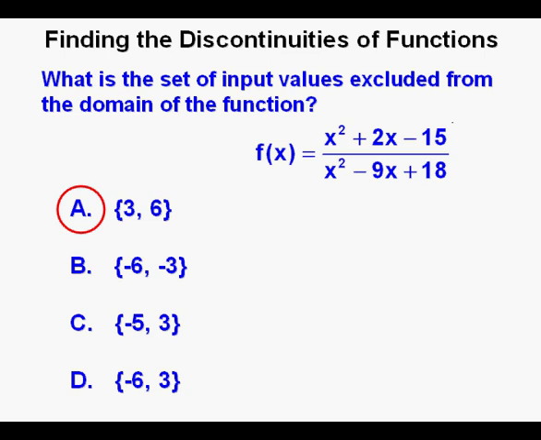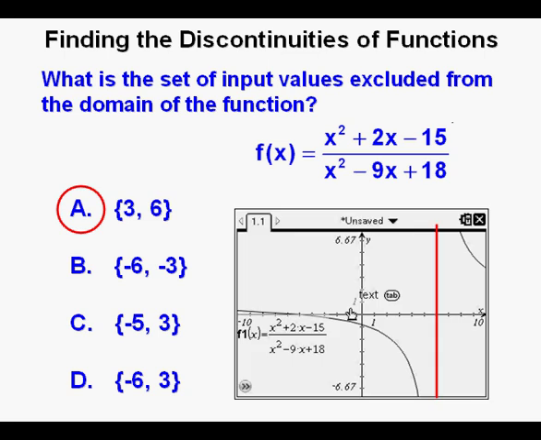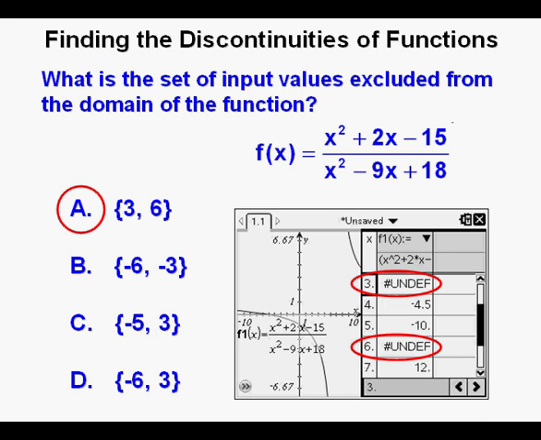This is what it looks like graphed. We see a vertical asymptote to the right at about x equals 6. But the table view is what really gives it away. We see the function undefined at both x equals 3 and at x equals 6. We could also have factored the denominator and the numerator and evaluated using that information, solving for x equals 0.